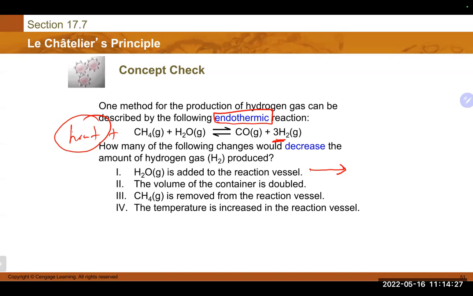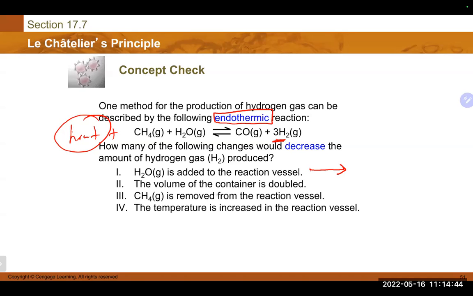By the way, here, water does affect it because water in this case is not a liquid, it is a gas. So water in its gas form will affect equilibrium. Water in its liquid form will not. So sometimes people are like, hey, it's water, it's not supposed to be included. But in the gas form, it will affect it.